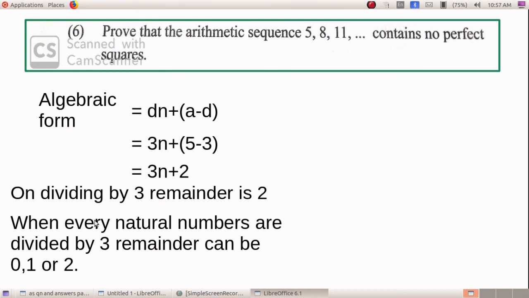Therefore, when the remainder is 0, that number can be written in the form of 3 into another number.